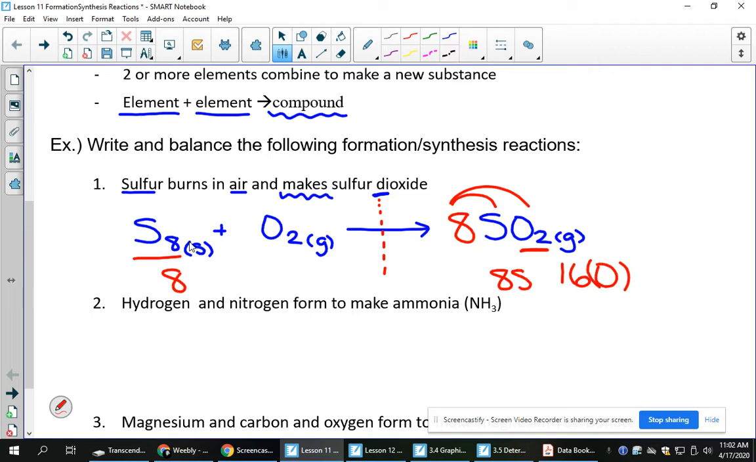Okay, if we now have 16 oxygen on this side, I'd like you to make 16 oxygen on the reactant side. We already have 2. What do I need to put in front of O2 so that it multiplies to make 16? 8 times 2 is 16. This is now a completely balanced chemical reaction, and that's what we're looking at doing in our next 5 lessons. Let's practice this some more with the next one.